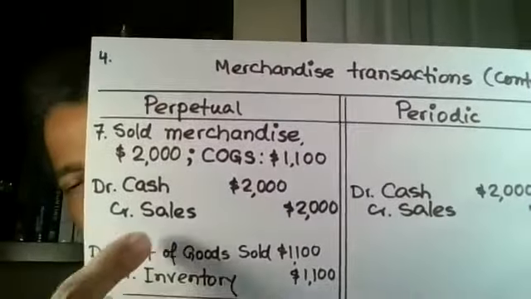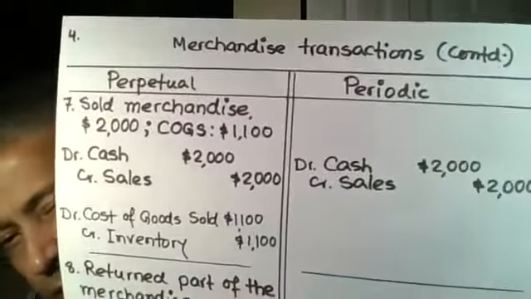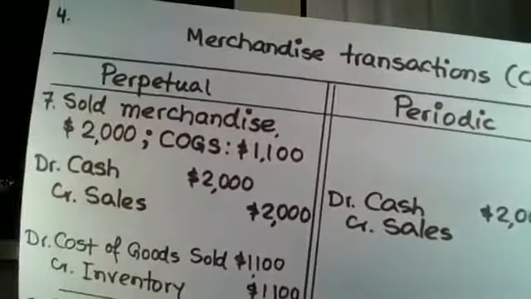Now this cost information is relevant under the perpetual method. Under periodic, it's not even relevant. Under periodic, what's important is that you sold something for $2,000. So record it as a sale and record it for $2,000. Do not account for its cost. Okay?